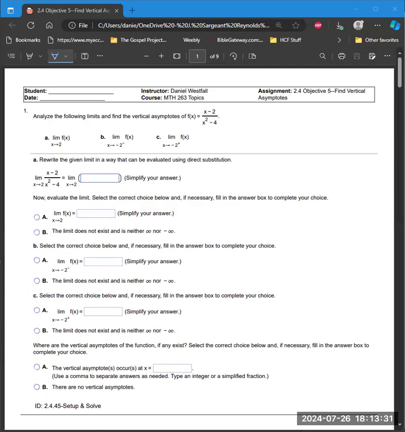In this video, we're going to talk about 2.4 Objective 5, where we find vertical asymptotes. We're going to do this with the limit process by using one-sided limits. So let's answer the question about what happens with the limit of f of x as x approaches 2. We don't know because we get 0 over 0 right now. So we're going to have to do some algebra and factor this.